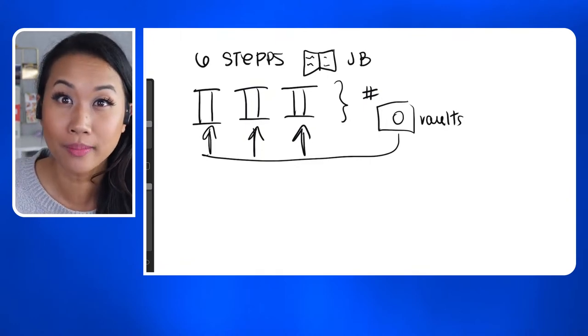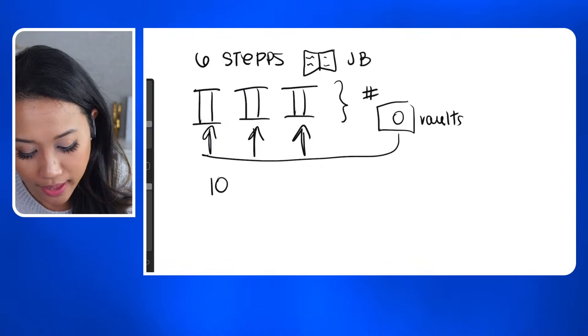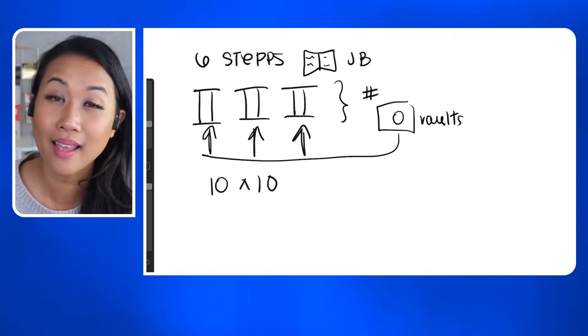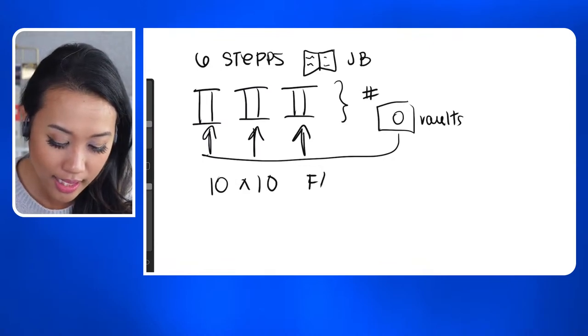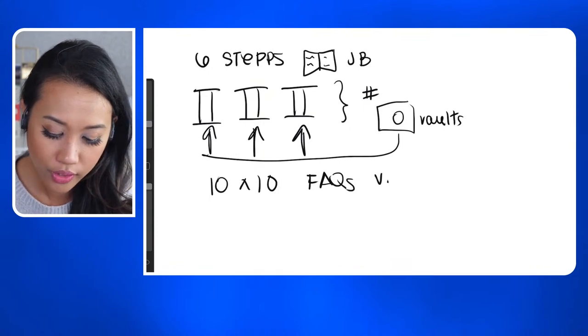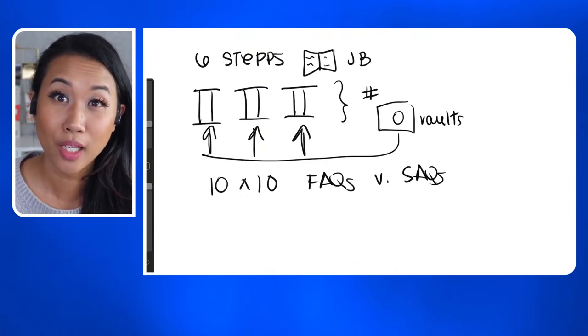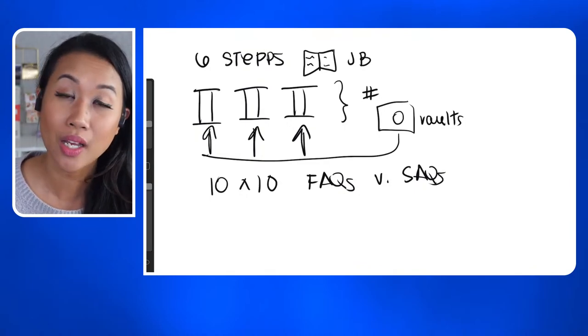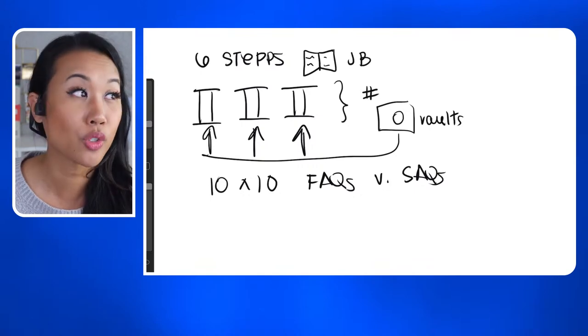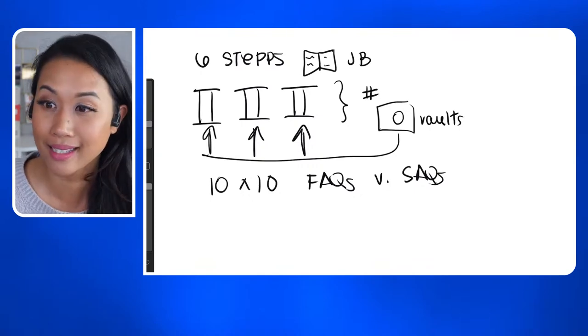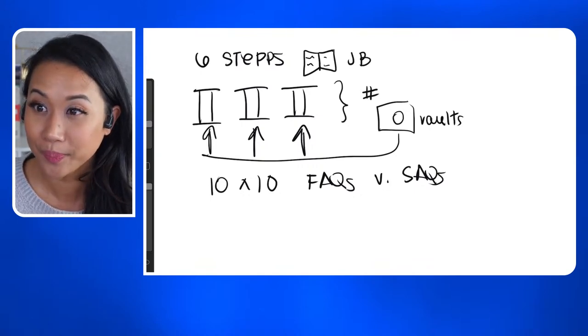All right. Now that I have these ideas, let's brainstorm. Let's do the 10 by 10 formula. Remember, the 10 by 10 is your top 10 frequently asked questions versus your should-ask questions. If you guys are following along, literally this is like 20 blog posts that could be on your website. These are 20 videos that you could have on your YouTube channel. These are 20 live streams, 20 podcast episodes, right?